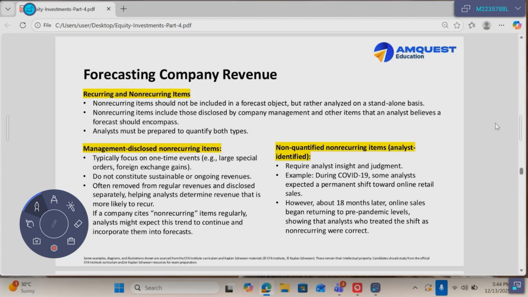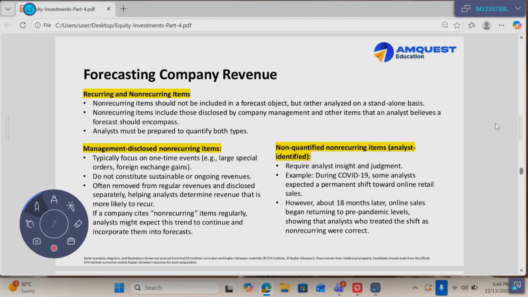For example, loss by fire or loss due to natural calamities or an event situation like COVID. Now it's very rare that another COVID might not happen that soon. So these kind of things which are non-recurring in nature, it is very difficult to forecast, and we must set aside these kind of things.